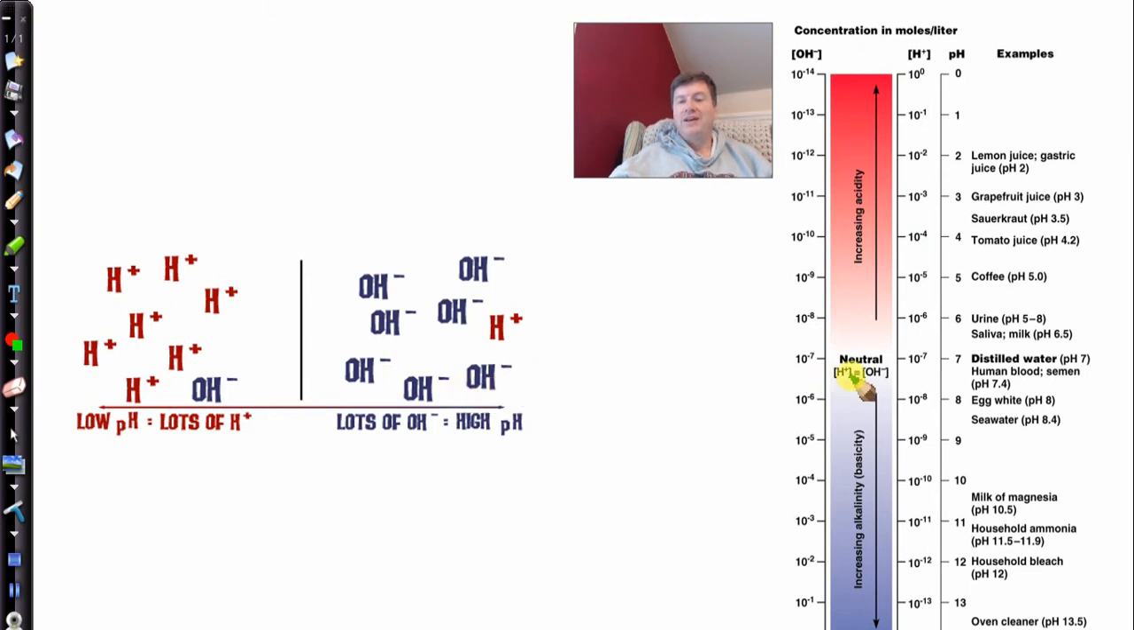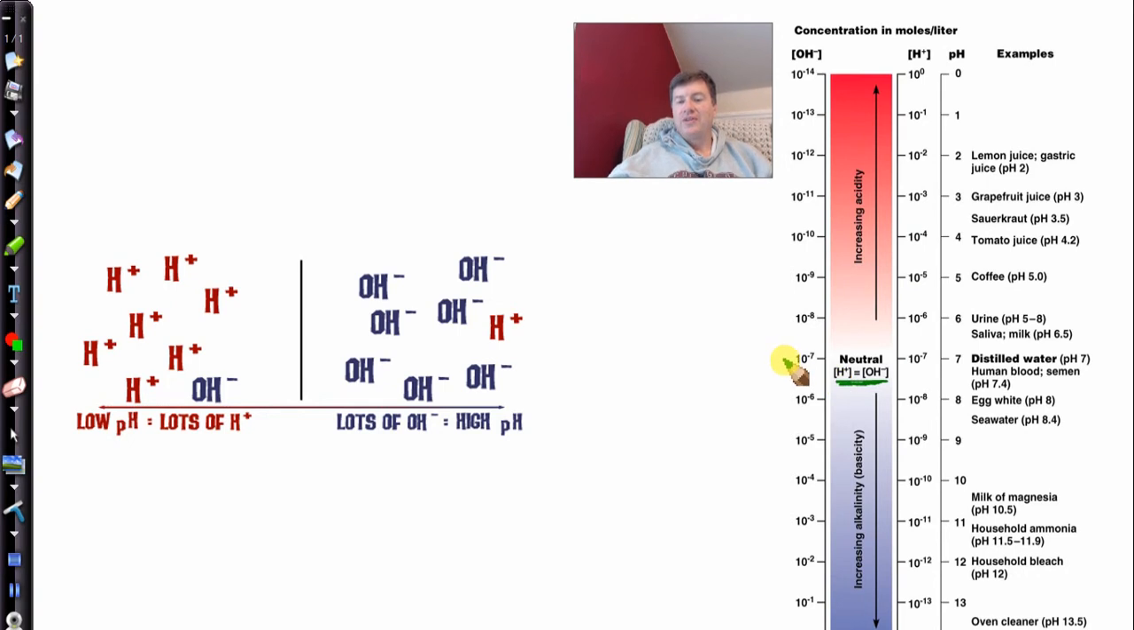So this scale represents a relative concentration of hydrogen ions and hydroxide ions in solution. If we had a pH of 7, which we call neutral pH, like in distilled water, that means we have an even number of these. This is not acid or base, it's neutral. It's right in the middle.